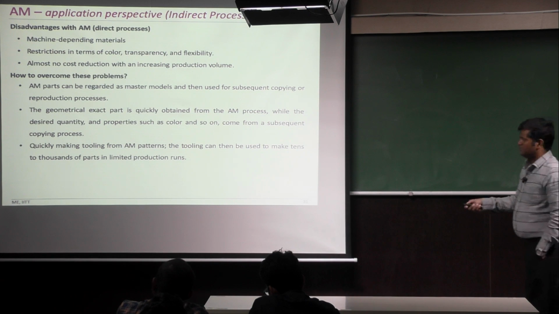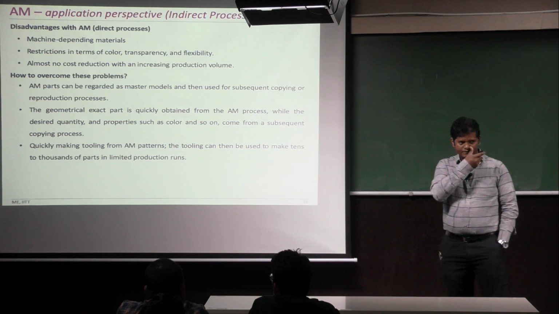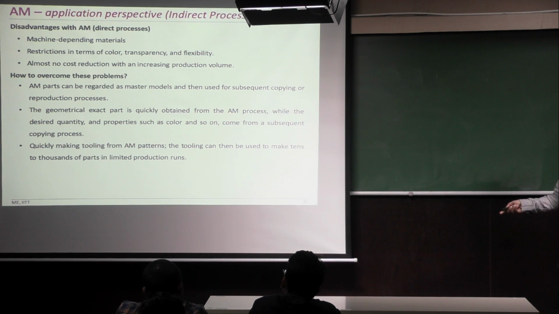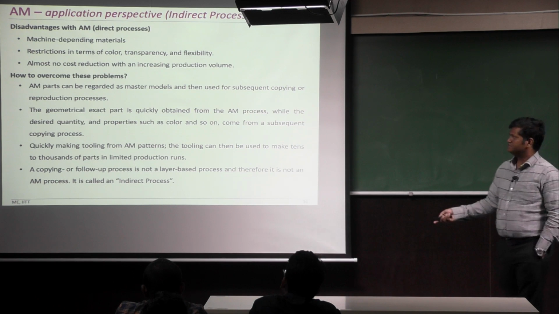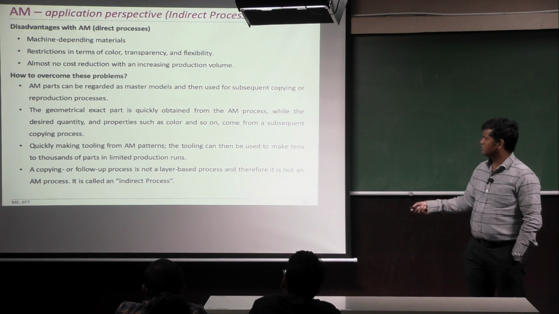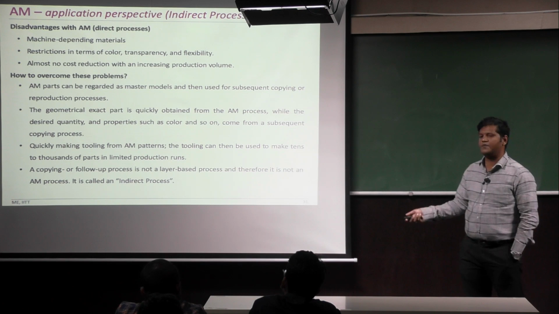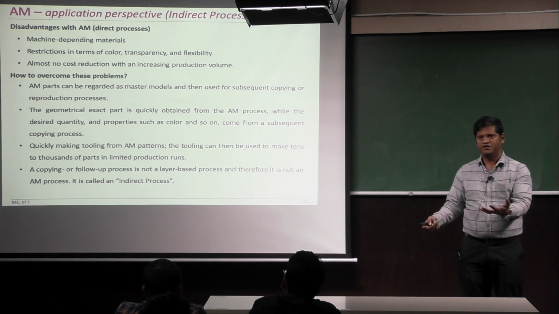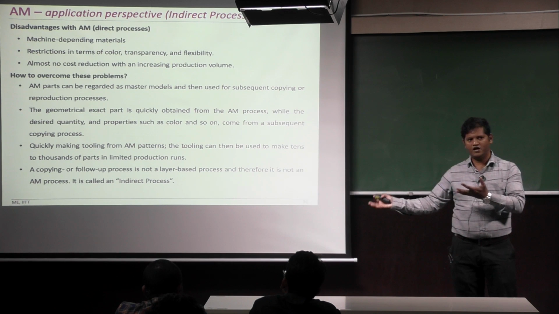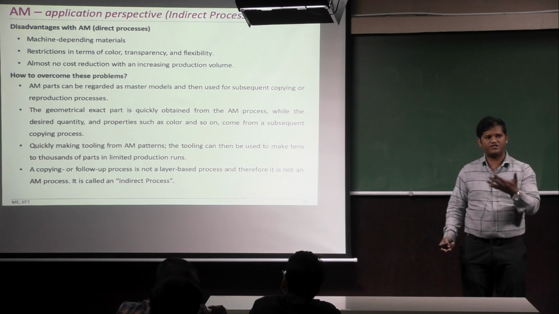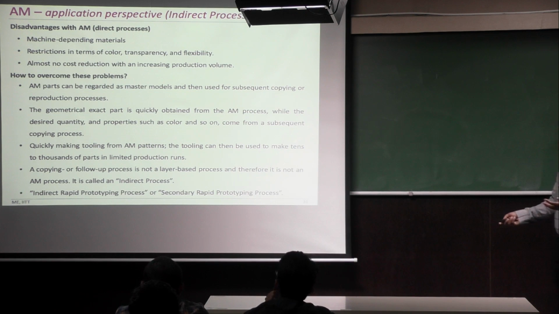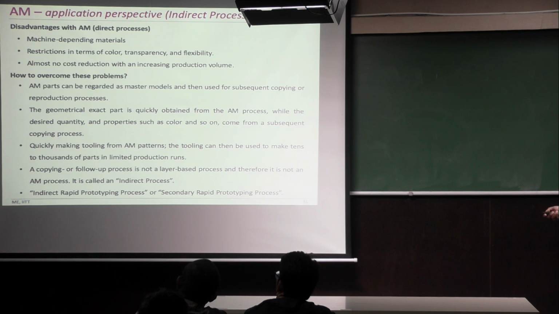Here the process is quick. The reproduction processes that we are going to discuss are very quick. And why we call it an indirect process is that we are not using layered manufacturing to copy the component. However, the master component is manufactured by an AM process. It is also called indirect rapid prototyping process or secondary rapid prototyping process.